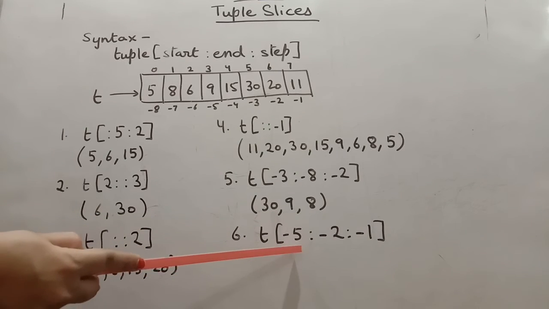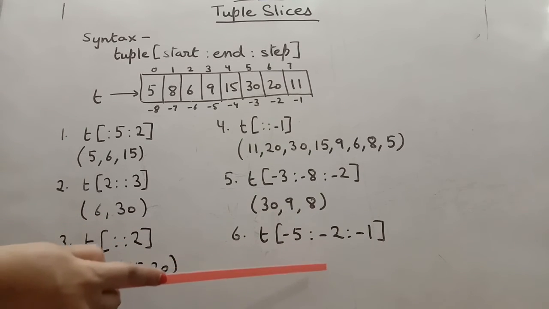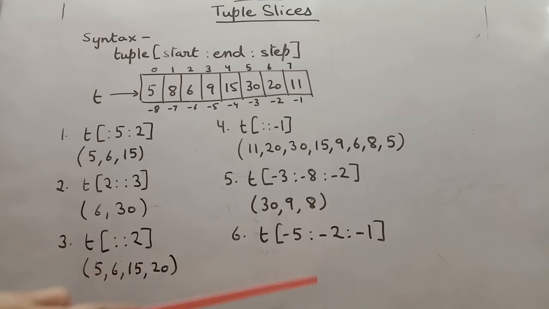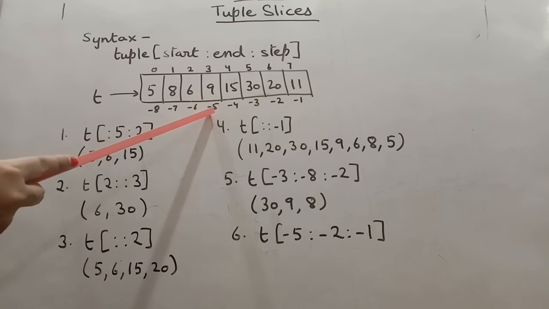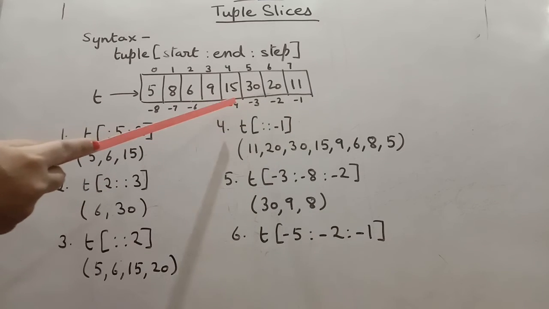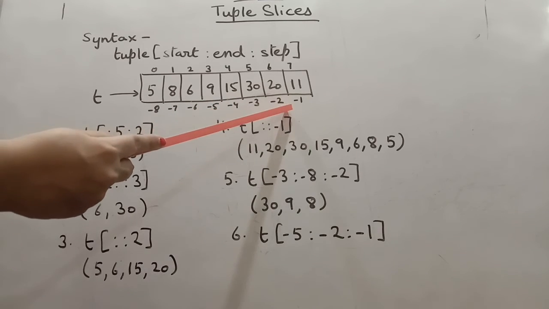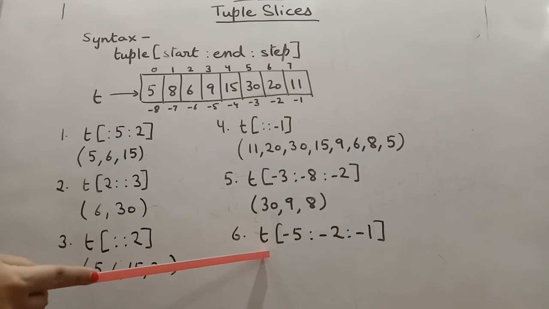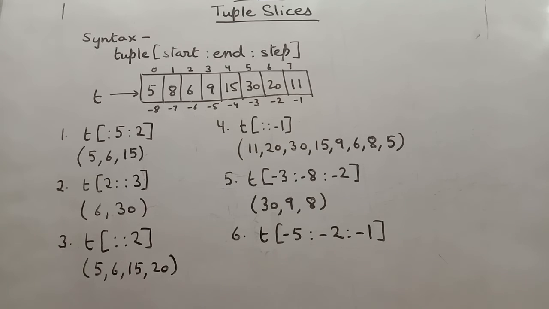In the last one I have taken as T -5 colon -2 colon -1. We have to start from -5 and we have to go to -2 in reverse order because the step value is negative. So, -5 is here, -2 is here. We cannot go from here to here in reverse order. So, this will return an empty tuple. Okay.